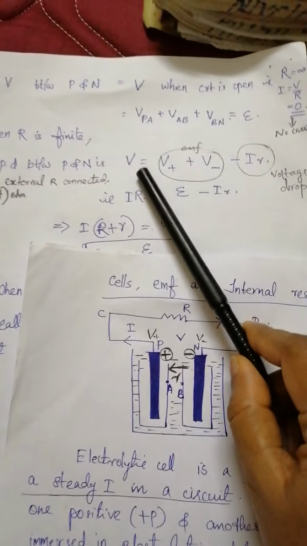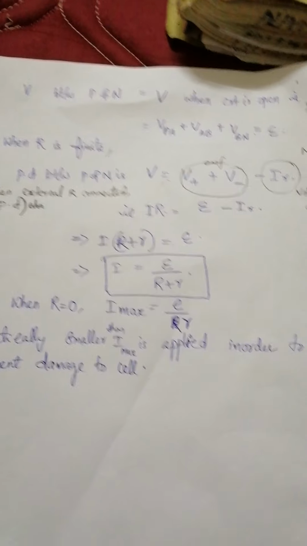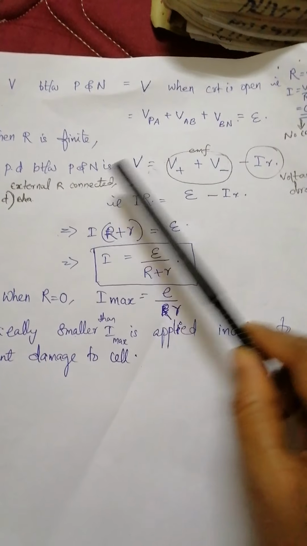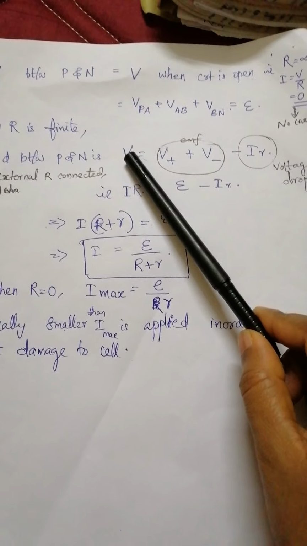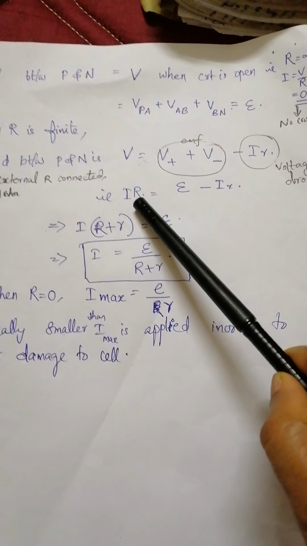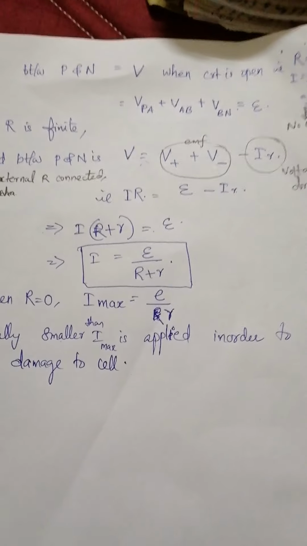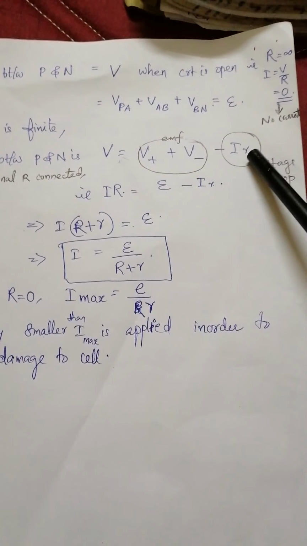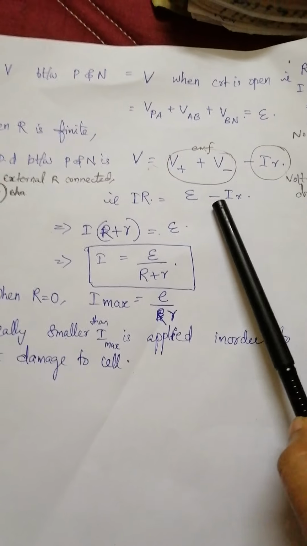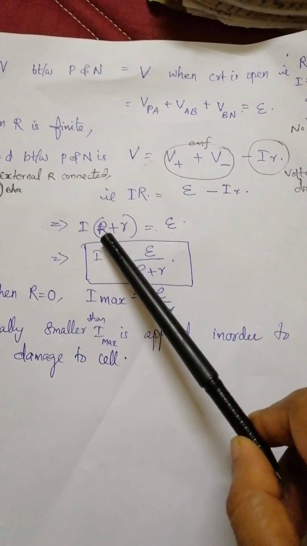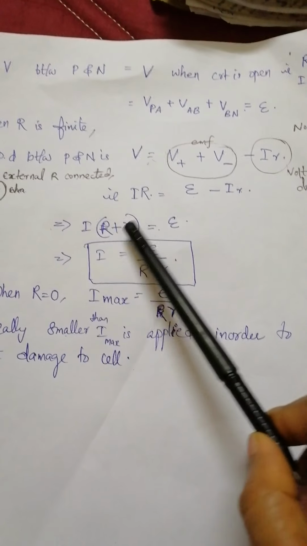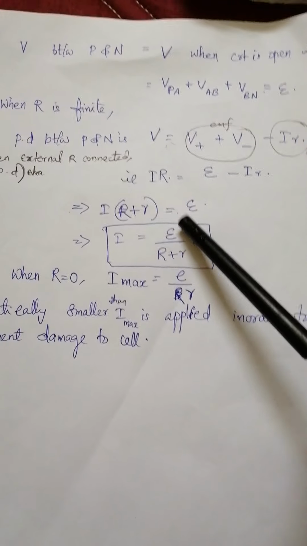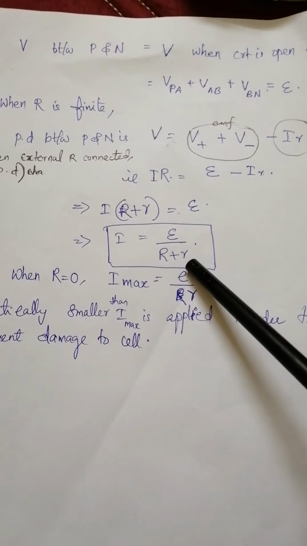We can write the potential difference between P and N when there is an external resistance. By Ohm's law, V is IR, and V plus minus V minus is EMF minus Ir. Here r is the internal resistance. Taking this to the other side, we get I into R plus r equal to EMF, or I equals E divided by R plus r.